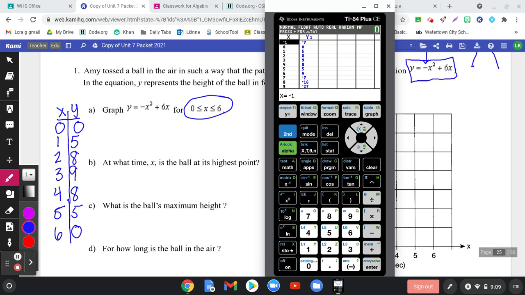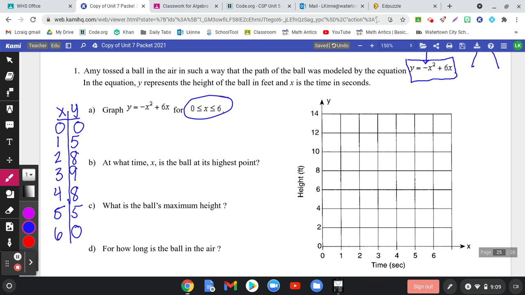Now, the reason they're having us just go from 0 to 6 is because we have negative numbers after that. The ball is not going to go underground, and you're not going to have negative time.